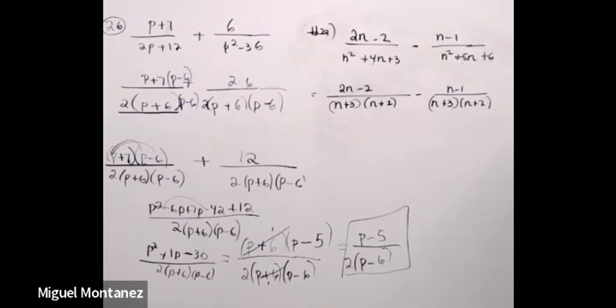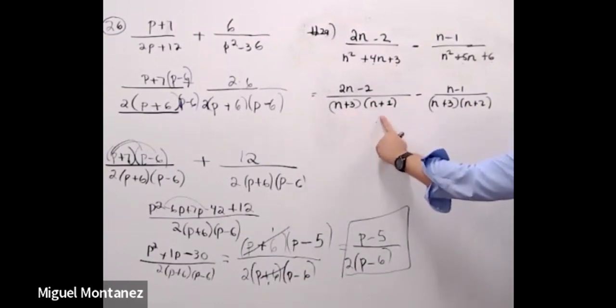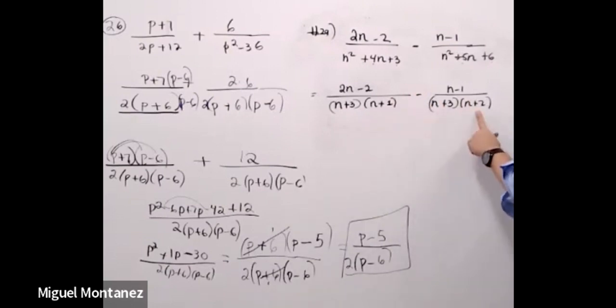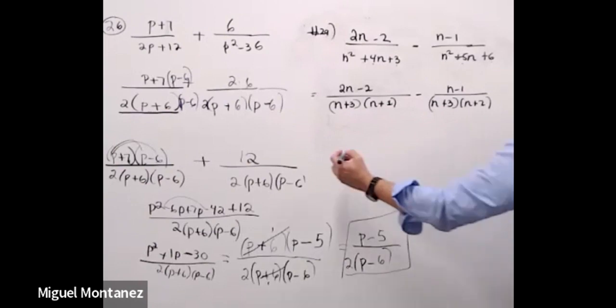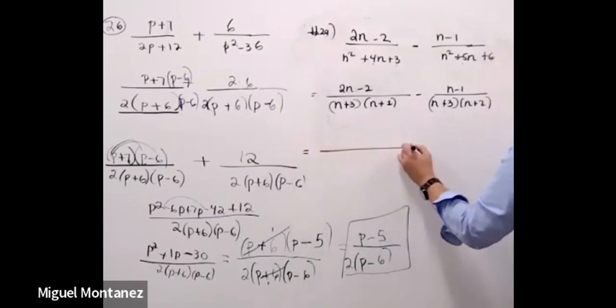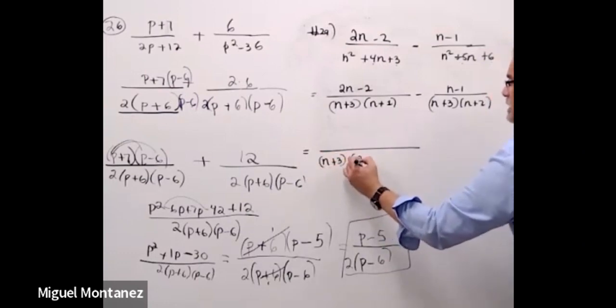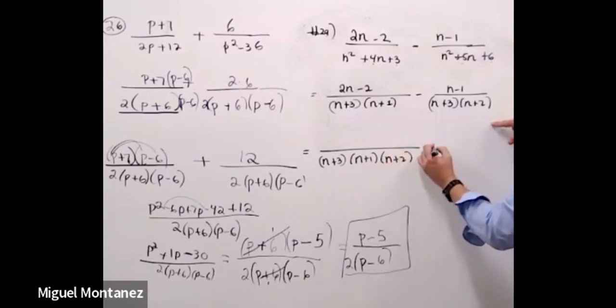Now we are ready to build the LCD. Of course, I need n plus 3. I need n plus 1. I already accounted for n plus 3. I still also need n plus 2, correct? So we'll have 3 binomials, one from each denominator. My new denominator will be n plus 3 times n plus 1 times n plus 2.